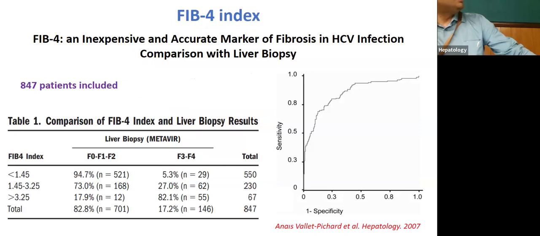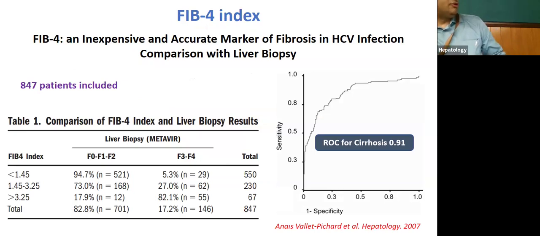This was a study which compared the accuracy of FIB-4 as a biomarker for fibrosis in hepatitis C patients in comparison with liver biopsy. And as you can see, for the diagnosis of cirrhosis, FIB-4 performed very well, with an area under the curve of 0.91. And a cutoff value of more than 3.5 would have a positive predictive value of more than 80% for F3 and F4 fibrosis. So it is also a good marker.